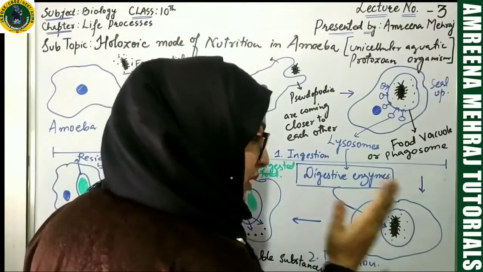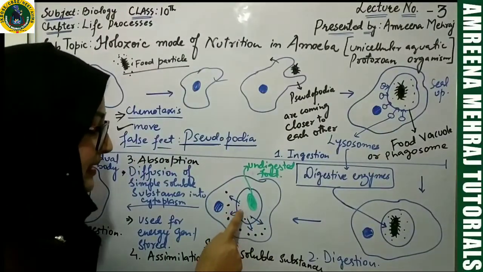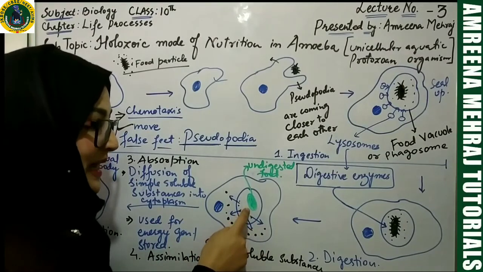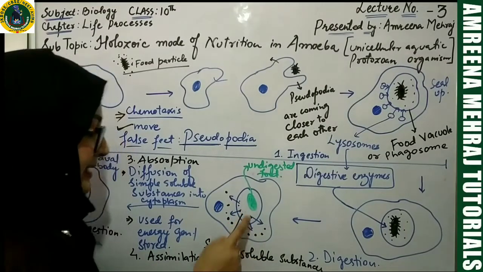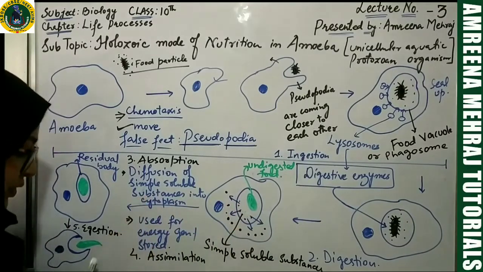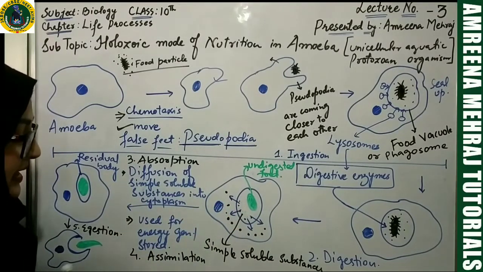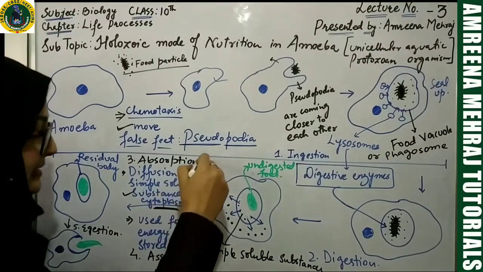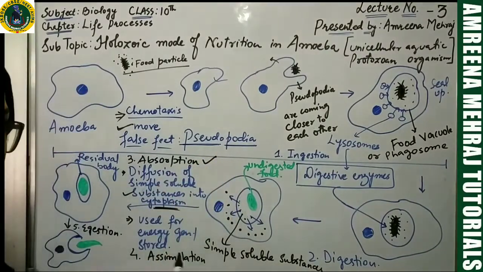The food will be broken down into simple soluble substances inside the vacuole, and some of the food will remain undigested. What will happen next is the transport, the absorption, the diffusion of these simple substances into the cytoplasm. So then these simple substances will be transported into the cytoplasm. That step is the step of absorption. Very simple over here. Okay.